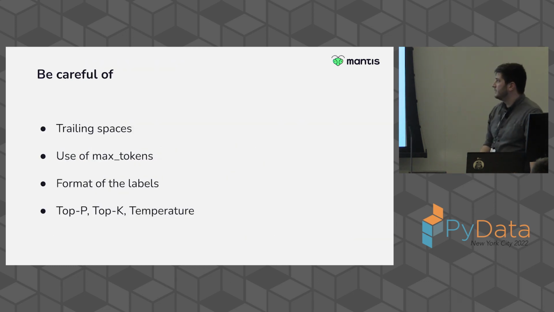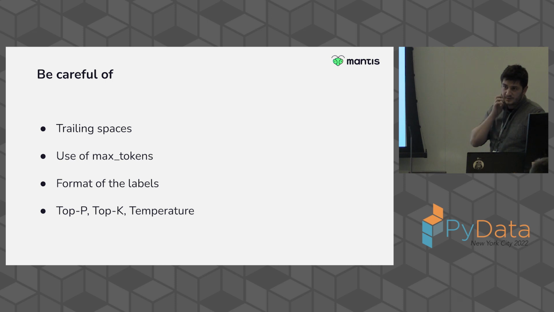Also, when you call the actual generation function, either locally or in an API, the same things apply. I found you should be very careful of the following things. 1, trailing spaces. Just remove them. Make sure there are none, because you won't know why the output is just gibberish.